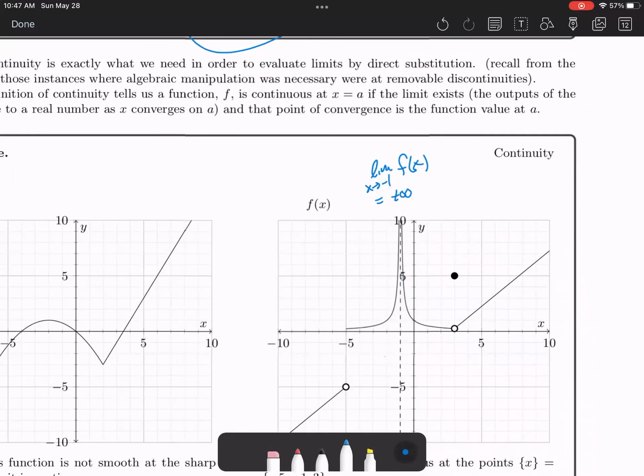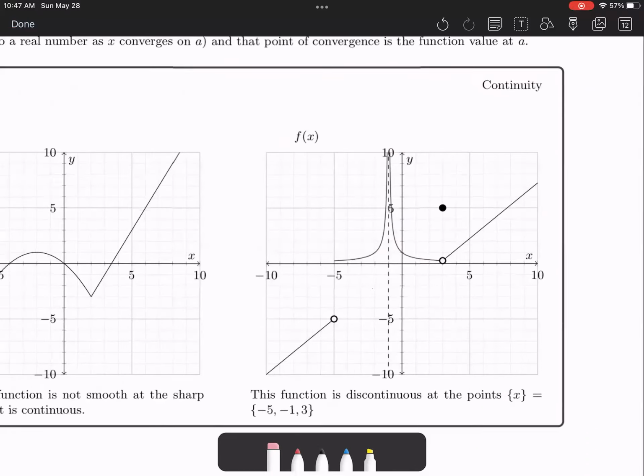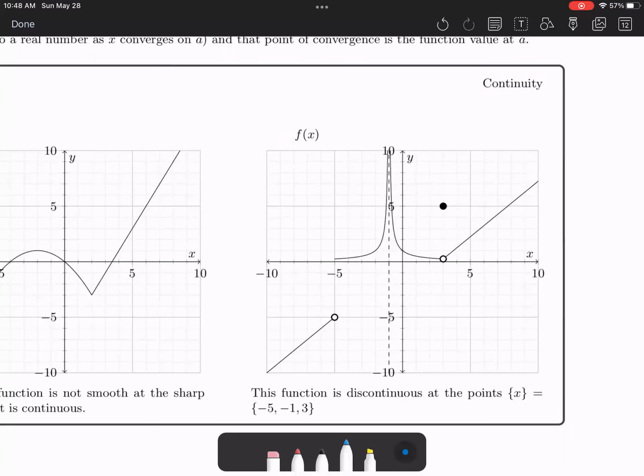Right? Think about that. You cannot draw that without picking up your pencil. So this was a non-removable discontinuity giving us a vertical asymptote. Right? We've seen that in algebra. Now it's also not continuous over here when x is equal to 3.